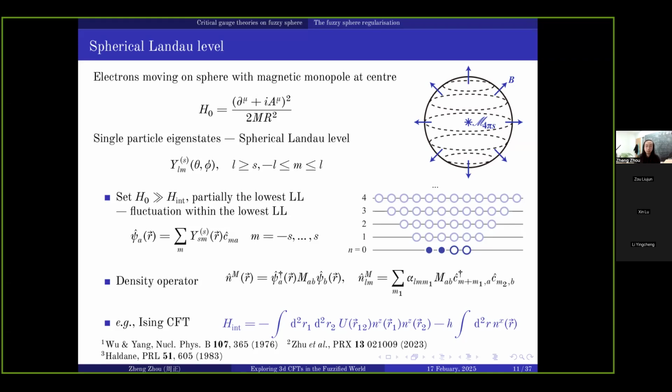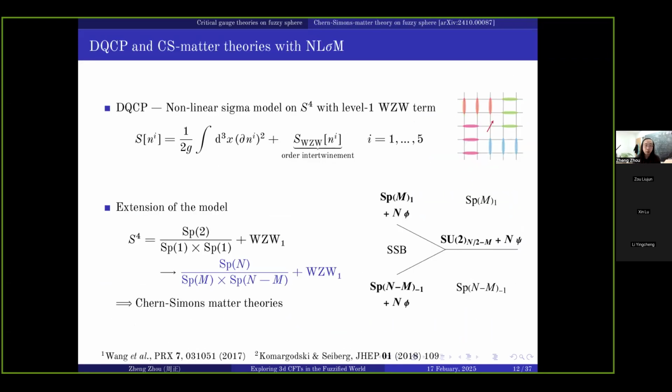So we have introduced how to put the simplest Ising CFT onto the fuzzy sphere. Moving on to the more complicated cases, for example, the DQCP or the Chern-Simons matter theories, we make use of a tool called the nonlinear sigma model.